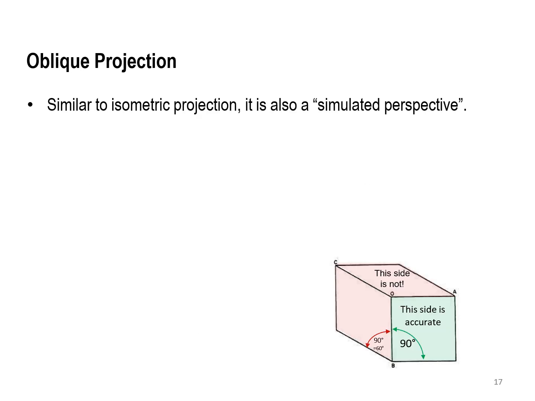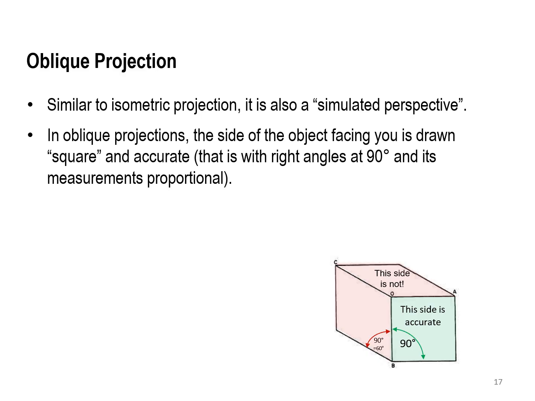For the oblique projection, similar to the isometric projection, it is also a simulated perspective. In the oblique projection, the side of the object facing you is drawn as a square and as accurate as we can, so with the right angle at 90 degrees and its measurements proportional. The sides not facing you are going to be distorted.